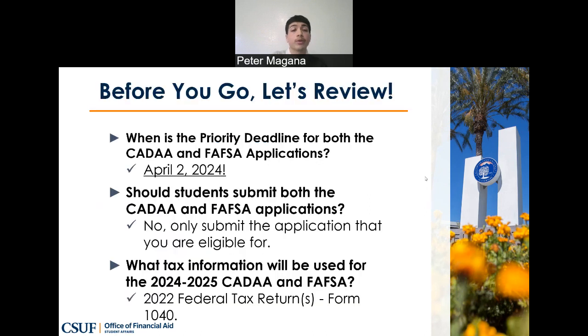Before you go, a little review of what we went over. When is the priority deadline for both the CADAA application and FAFSA application? It is April 2nd, 2024. So be sure to submit it before the priority deadline to be considered for the maximum aid you could get. Should students submit both applications, the CADAA and the FAFSA?